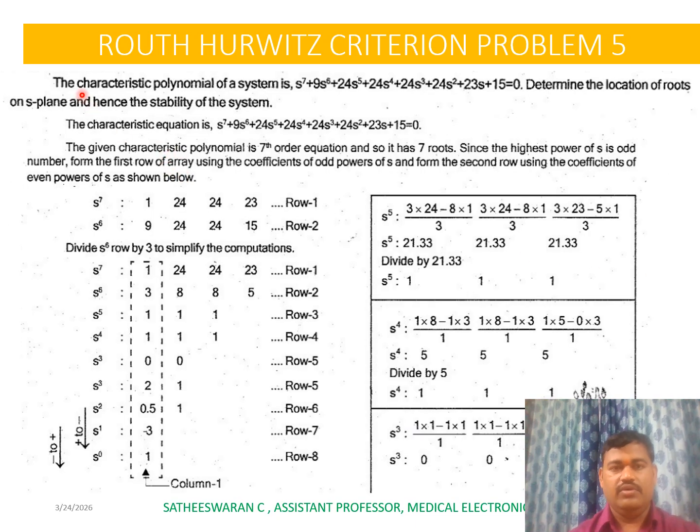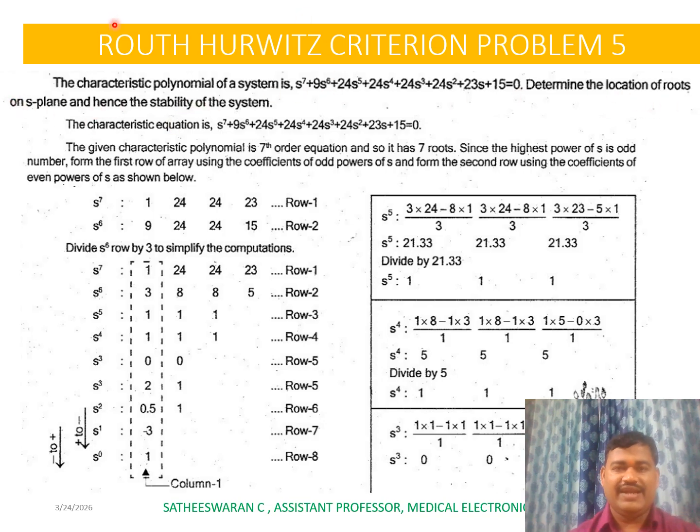Problem number 5. The characteristic polynomial of the system is s power 7 plus 9 s power 6 plus 24 s power 5 plus 24 s power 4 plus 24 s power 3 plus 24 s square plus 23s plus 15 equal to 0. Determine the location of the roots on the s-plane and hence the stability of the system.